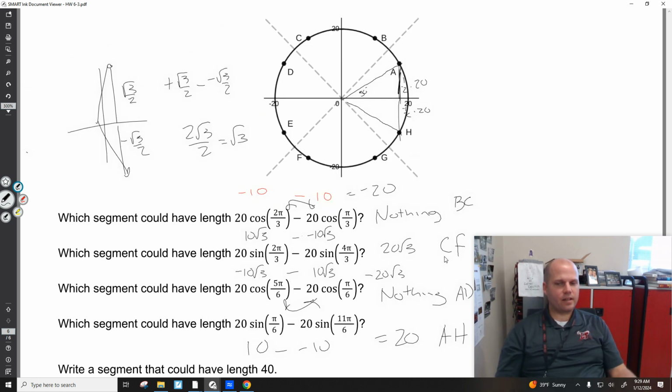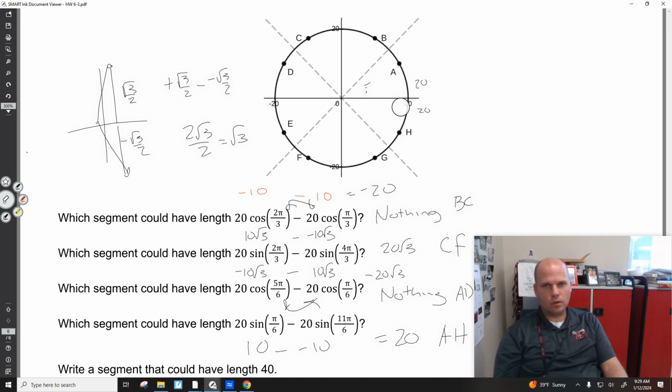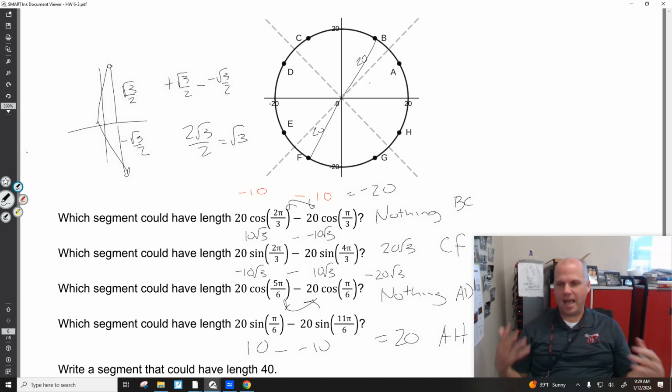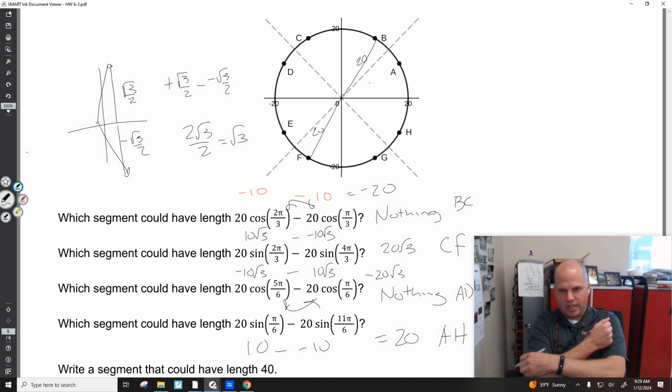Write a segment that could have length 40. So 40 is the diameter of this circle. Do you kind of notice that? 40 has got to be double your radius. If this is 20, then that's got to be 20. So like BF is length 20.